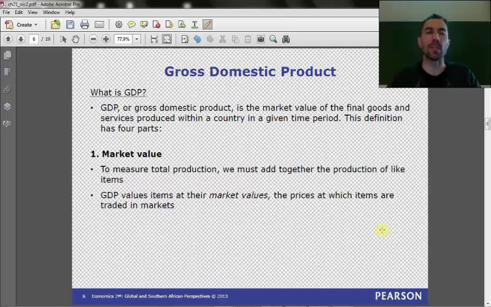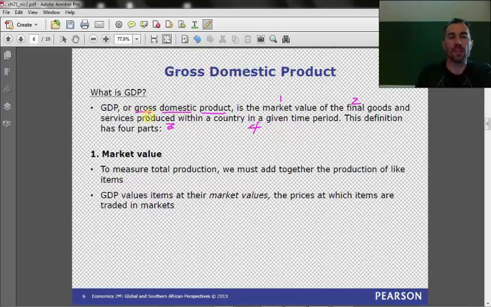So let's begin. What is GDP? GDP is gross domestic product. Okay? Gross domestic product. And if we just look at the definition, we can talk about it in a moment. What is gross domestic product? It is the market value. Number 1, the market value of the final goods and services. Number 2, final goods and services produced within a country. So final goods and services produced within a country in a given period of time. Okay? So there are 4 parts to that definition.